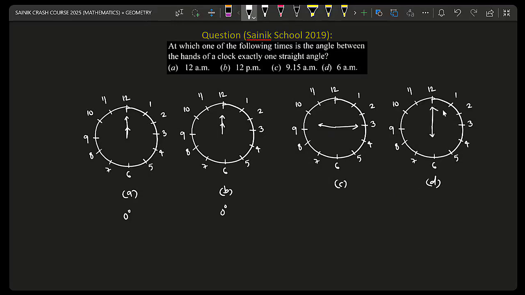Okay, now what are they asking? At which of the following times is the angle between the hands exactly one straight angle? Where do you see one straight angle?